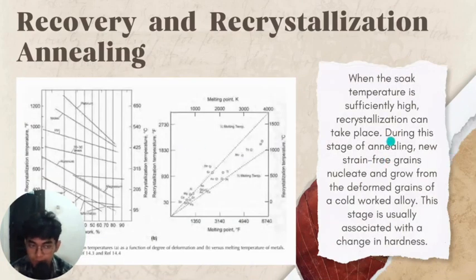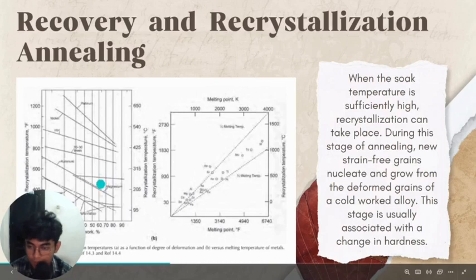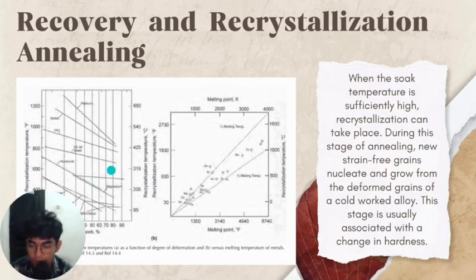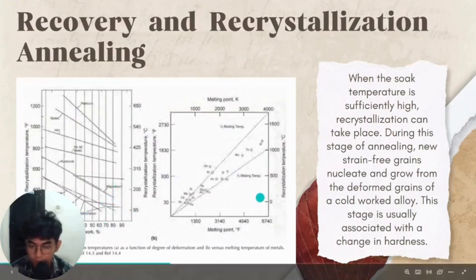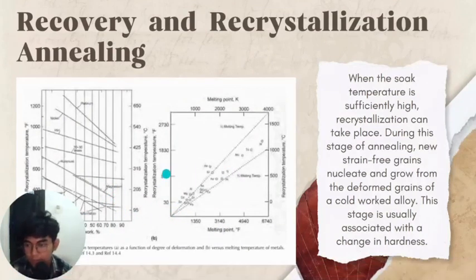Okay, the next slide. When the soak temperature is sufficiently high, recrystallization can take place. During this stage of annealing, new strain-free grains nucleate and grow from the deformed grains of a cold worked alloy. Okay, here's the picture about recrystallization temperature. Picture A is as a function of the degree of deformation, and picture B is the melting temperature of the metal. Okay, we go to the next slide.